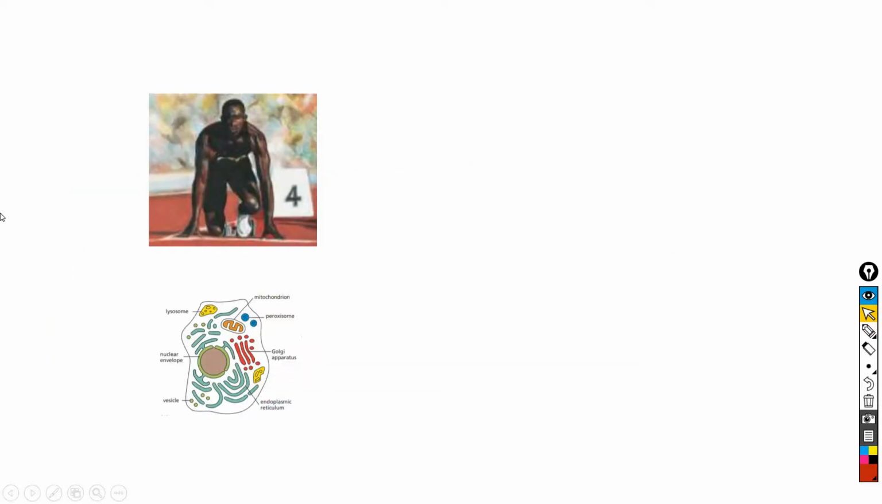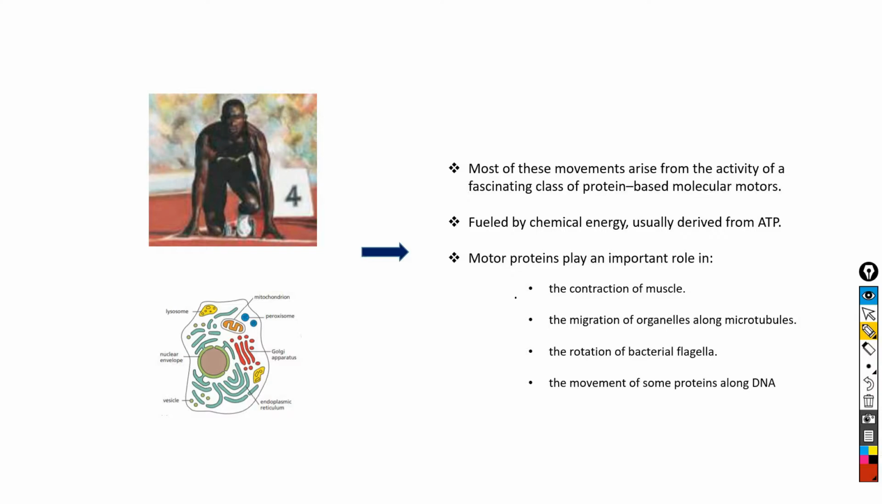To perform any functions, organisms move, cells move, even organelles and macromolecules within cells move. And most of these movements arise from the activity of a fascinating class of protein-based molecular motors. And these activities are fueled by chemical energy which is usually derived from ATP. Motor proteins play an important role in muscle contraction, migration of organelles along microtubules, rotation of bacterial flagella, and the movement of some proteins along DNA.